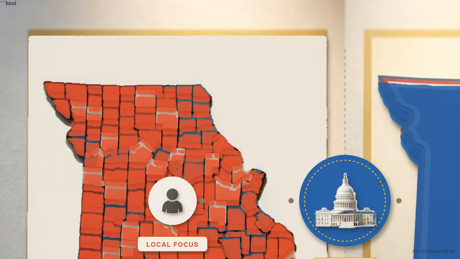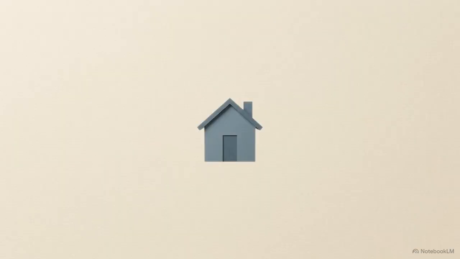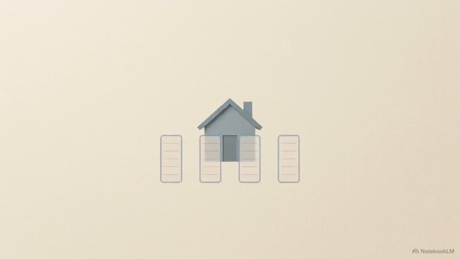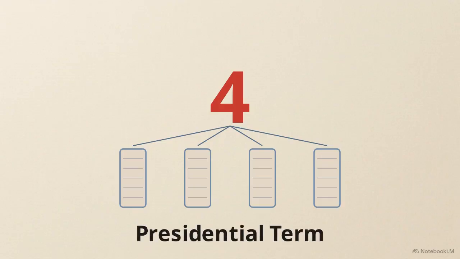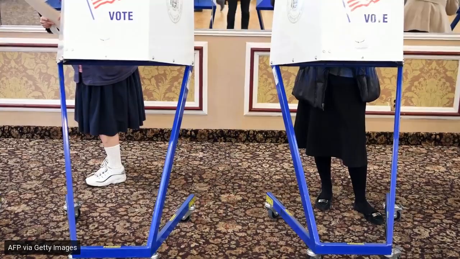Shifting to the executive branch, question 25 asks how many years we elect a president for. The answer is 4. If you visualize a house again, it has 4 walls, matching the 4 years of a single presidential term.